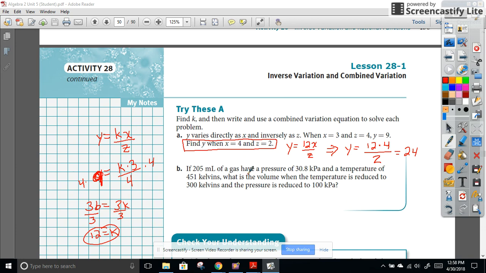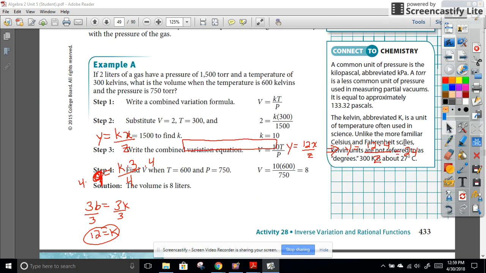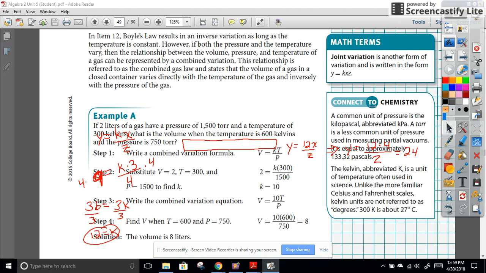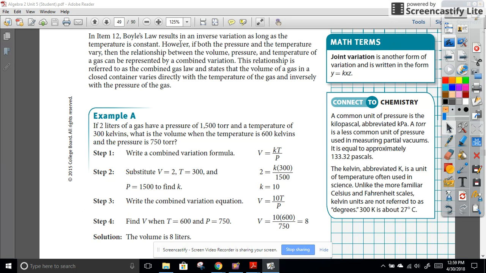Okay, word problem situation, but I promise you it's going to be the same thing. 205 milliliters of gas have this kind of pressure and a temperature in kelvins. What is the volume? I guarantee they have us somewhere over here. They've given us a relationship. I can't do it because they didn't give me the relationship, but let's see if we can go back and see what the relationship is. So here's where it talked about it up here. It says Boyle's law is an inverse variation as long as the temperature is a constant. However, if both the pressure and the temperature vary, then the relationship between the volume, pressure, and temperature of a gas can be represented by a combined variation.